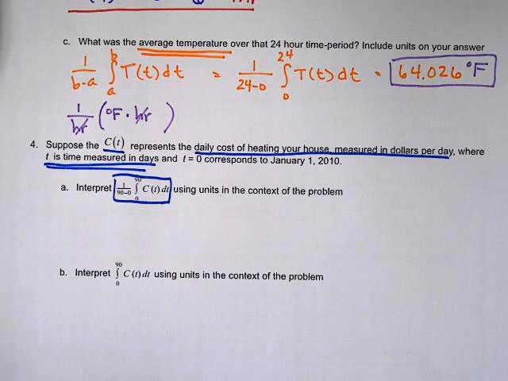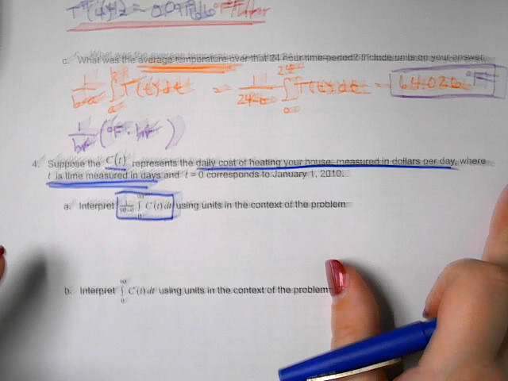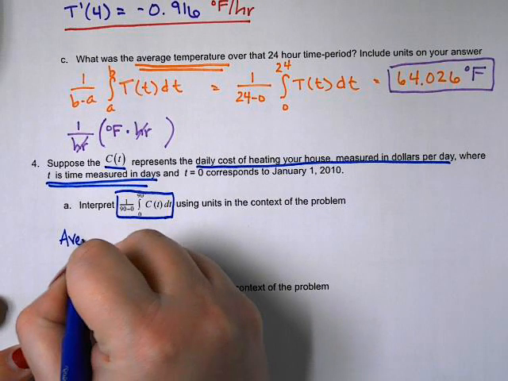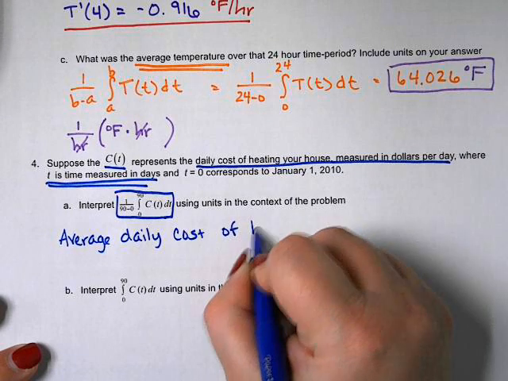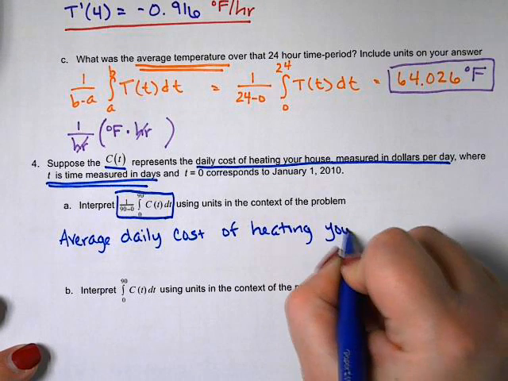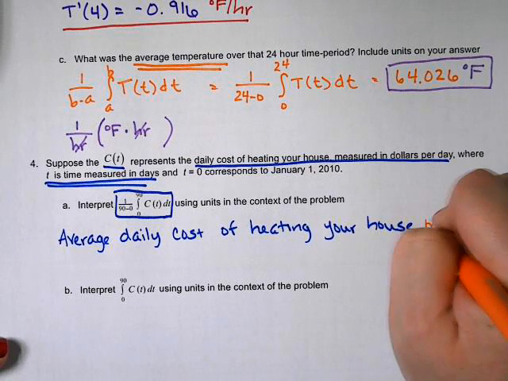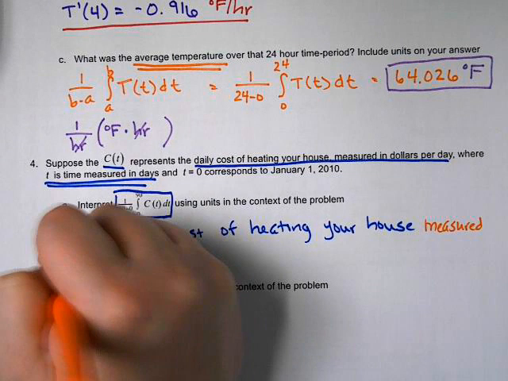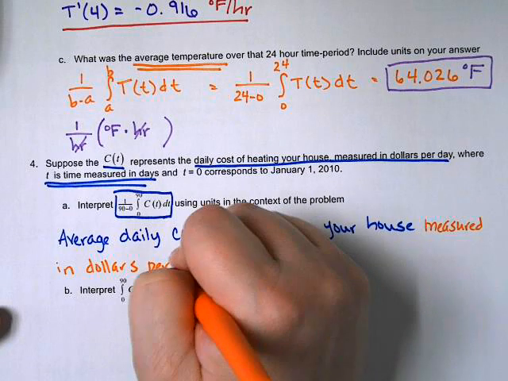So if we think about what this thing actually represents, it represents the average daily cost of heating your house measured in dollars per day, because it's the same as the original function, since it's the average value of that original function.